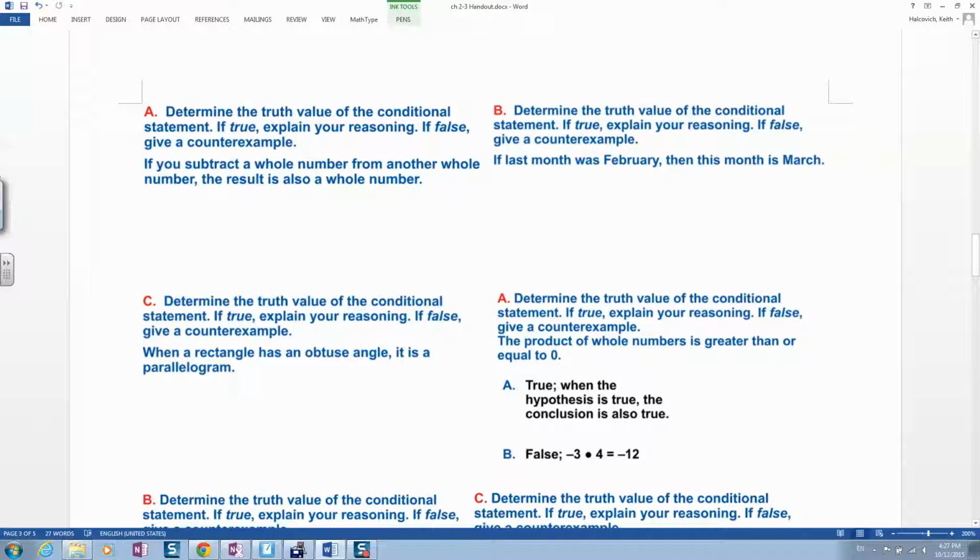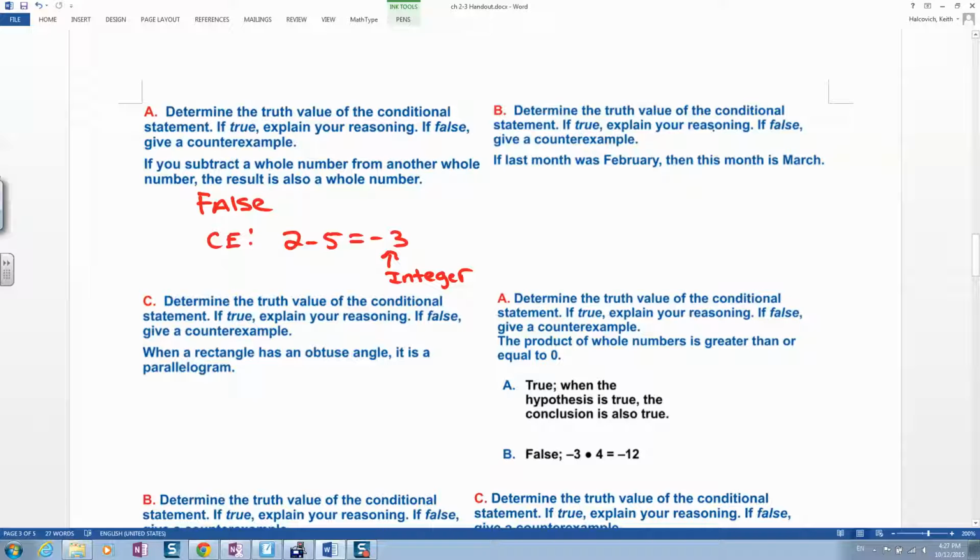So it wants you to determine the truth value of the conditional statement. If you subtract a whole number from another whole number, the result is also a whole number. Well, you can do that, but the statement is false. The counterexample is 2 minus 5 equals negative 3, because remember, that's an integer, not a whole number.